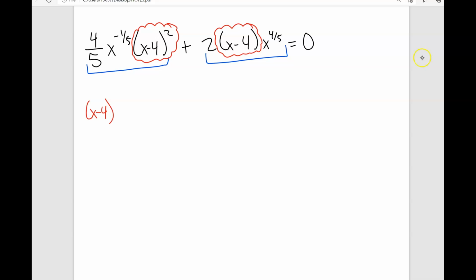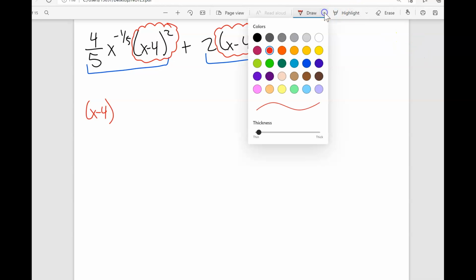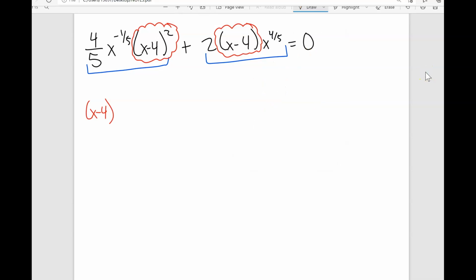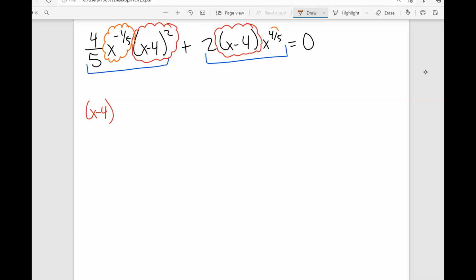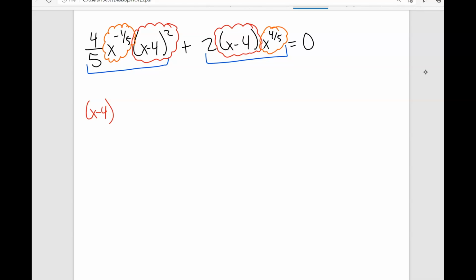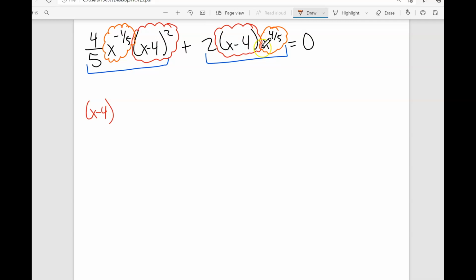Now the next thing that I notice is the x to the 4/5 and the x to the negative 1/5. Here's where it gets a little tricky. These two are common, and you can take something out, though it's really weird to take something out from the negative side. But notice, for the x minus 4 that we just took out, we took out the smaller of the two. See how this one had 2 and this one had 1? So we took out the smaller one, which is x minus 4 to the first power.